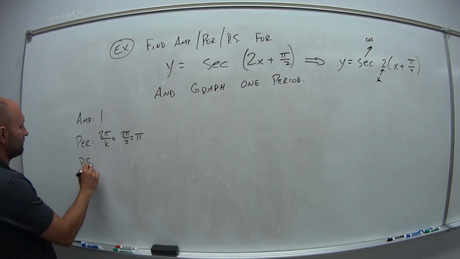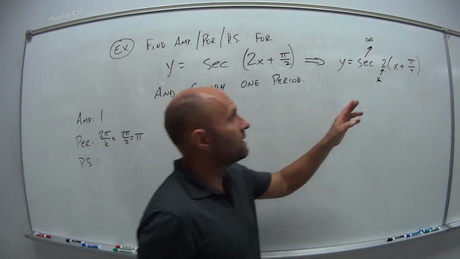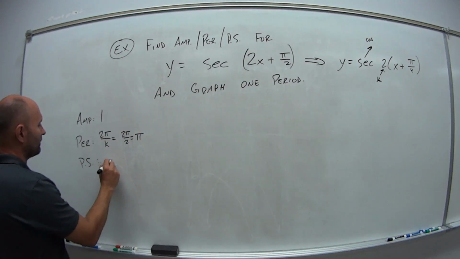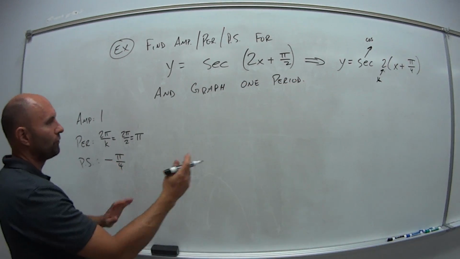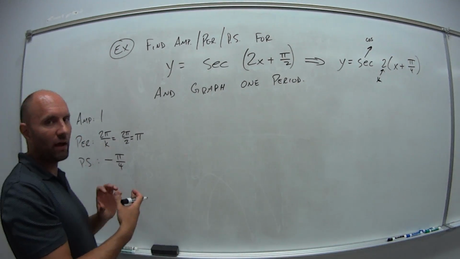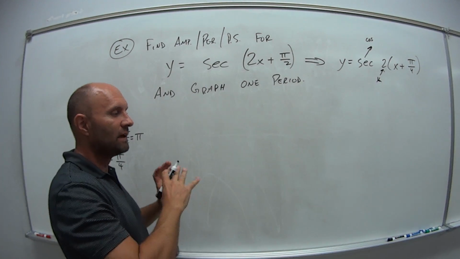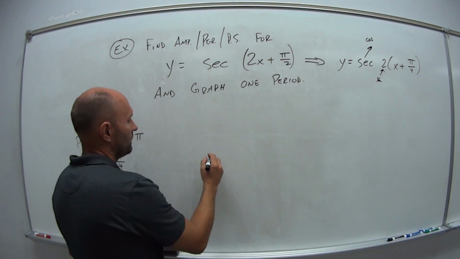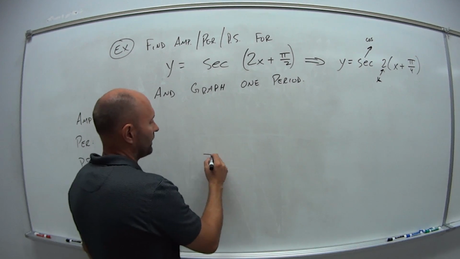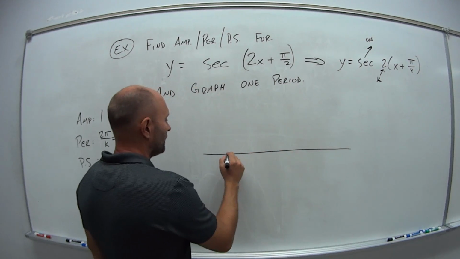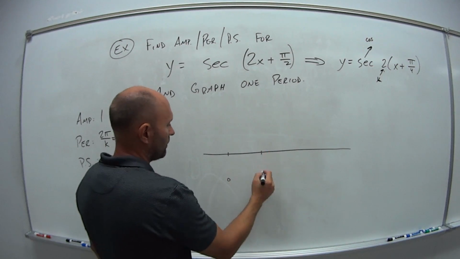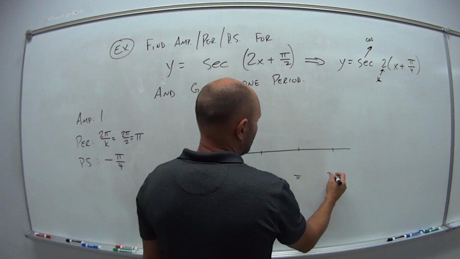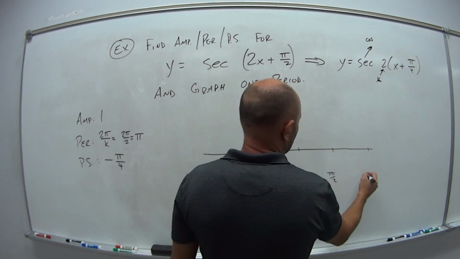And then lastly, phase shift, I see plus pi over 4, which means my phase shift is minus pi over 4. So the graph is going to move to the left now. The first two examples we did like this, it was plus, so it was moving it to the right. Now it's going to move it to the left. Methodology still the same. So I know my normal points would have been 0, pi over 2, pi, 3 pi over 2, 2 pi.